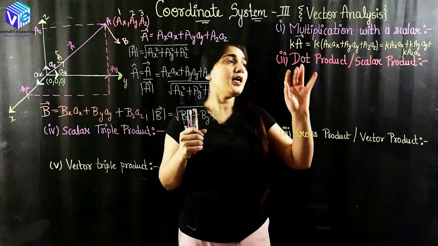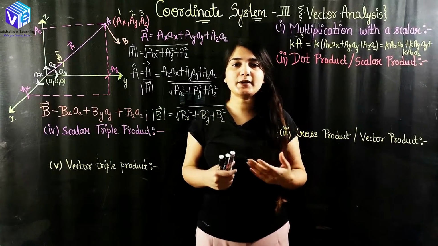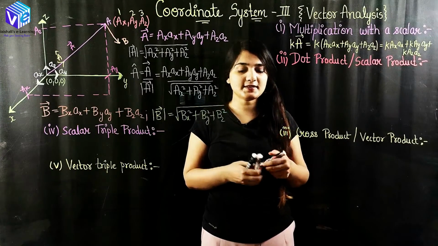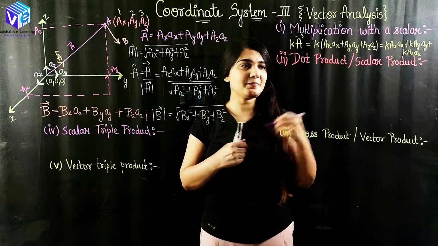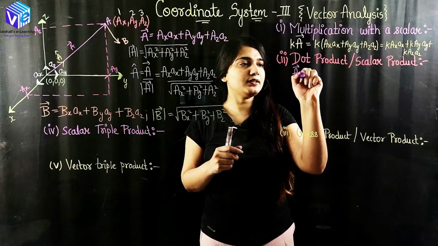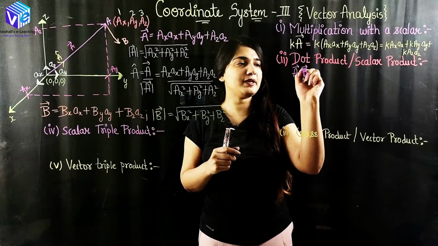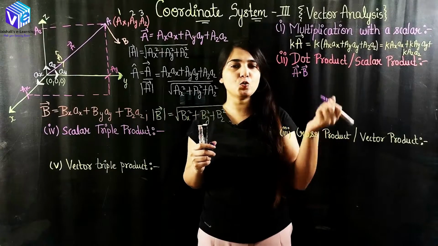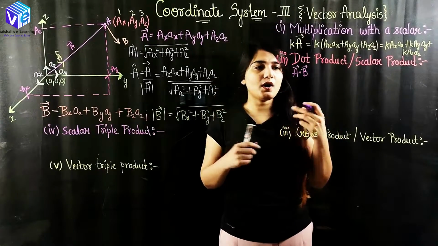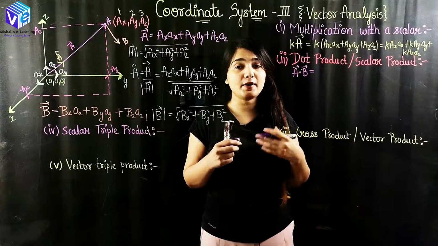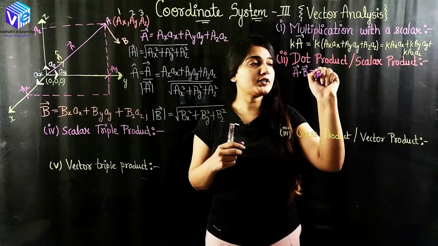Now coming to the dot product. The dot product is also called the scalar product. How can I represent the dot product? The representation is very simple. I represent the dot product as A vector dot B vector. As the name suggests, we have a dot between the two vectors. Now how can I find the dot product? Here I will be using a formula. So what is the formula?